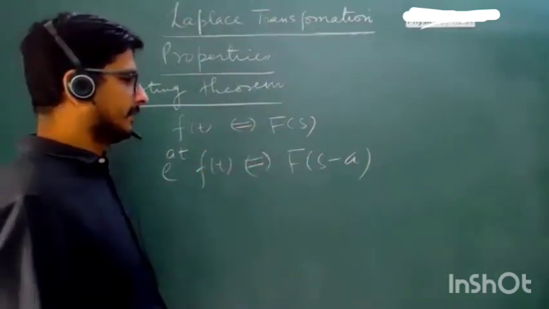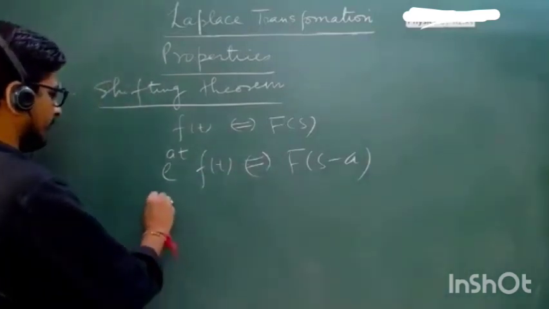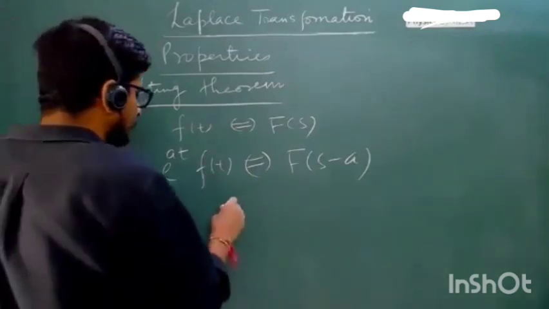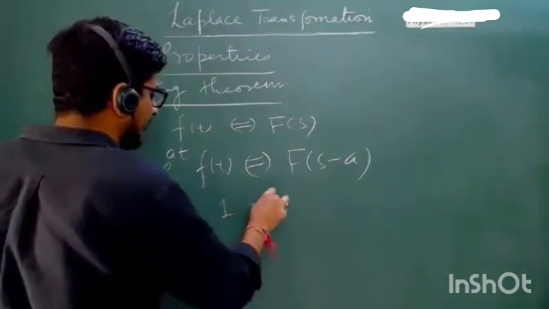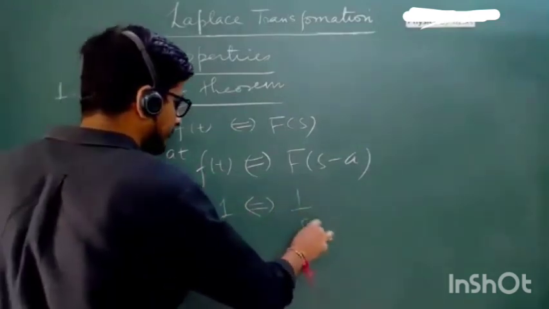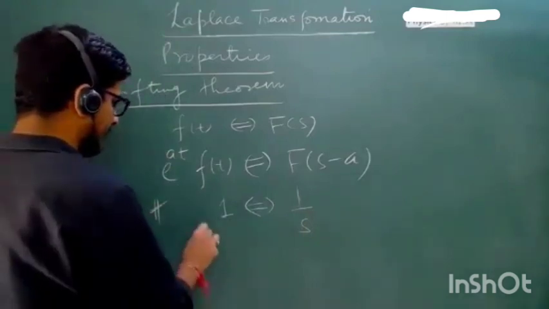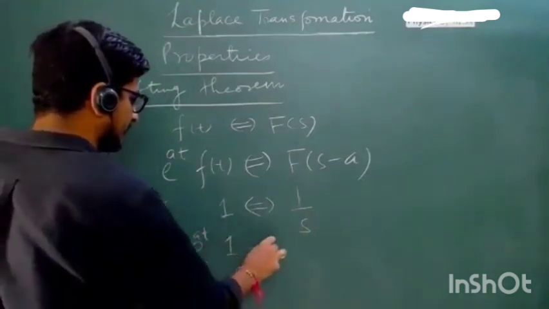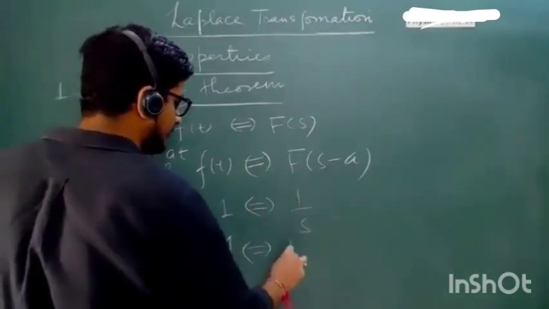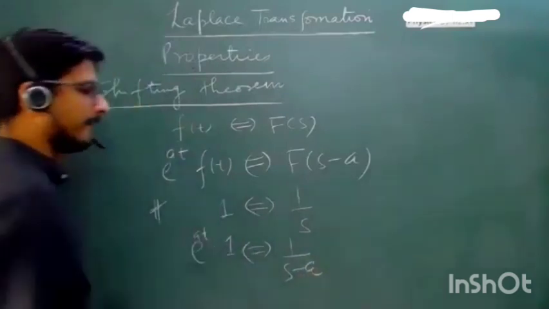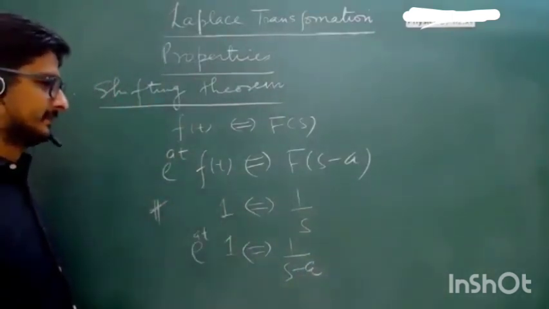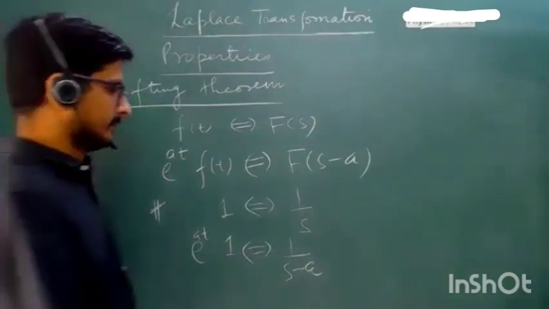Please understand this. I will give you an example, a very simple example. Suppose, what is the transformation of 1? 1 over s. So if e to the power at is multiplied to 1, then it should become F of s minus a. That means it should become... See, do you understand? Yes, sir, we understand.